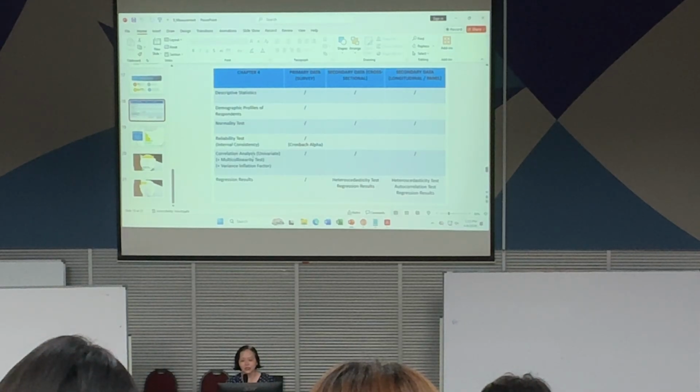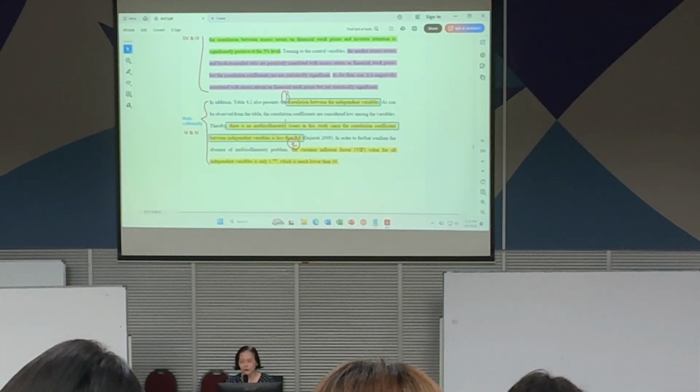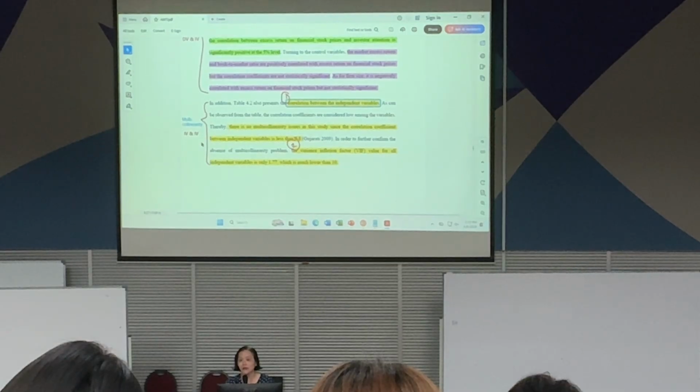But correlation analysis is also used to test multi-collinearity, isn't it? Right? This is a diagnostic test. How do I put it? I will put it in the next paragraph. How to check for multi-collinearity? I look at the correlation between IV and IV. You can see the difference. Don't go and mix up.